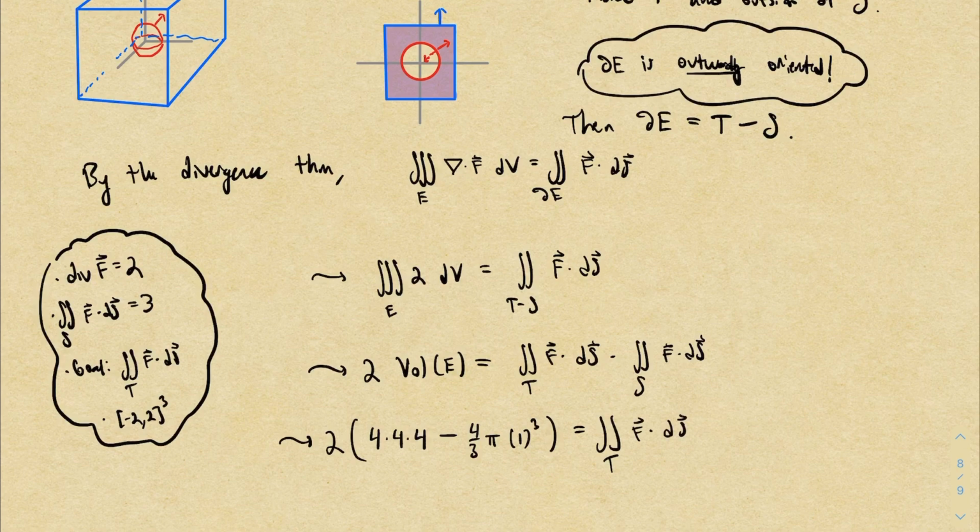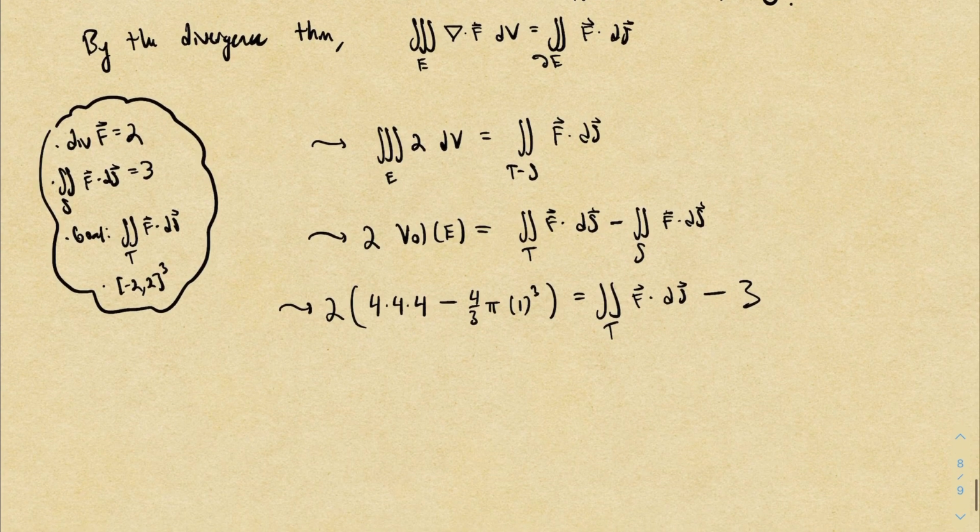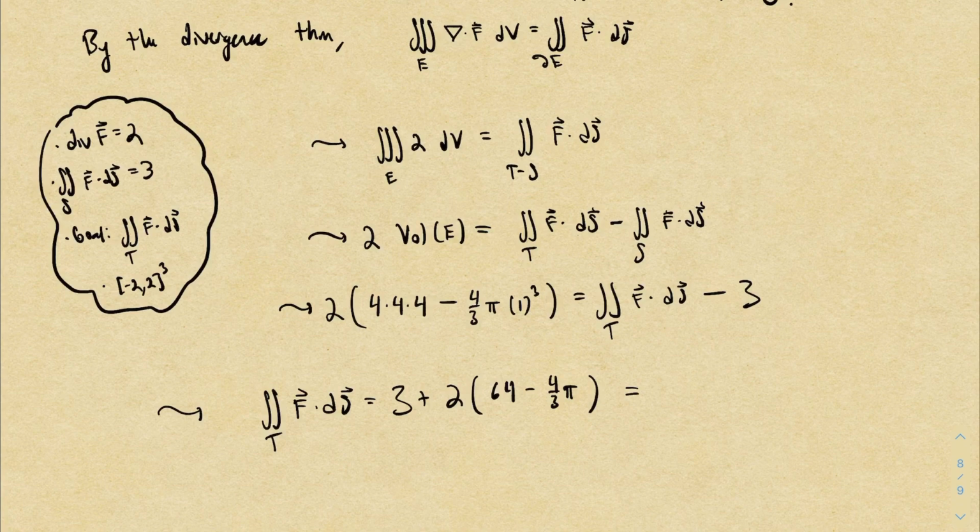And then on the right-hand side, we have the integral over T minus, well, we're told that the integral over S is 3. It looks kind of disgusting, but that's an algebraic equation that we can just solve to get the integral over T. Move the 3 to the other side and do some simplification, and we're done. At the end of the day, the integral of f over T is 131 minus 8 pi over 3.